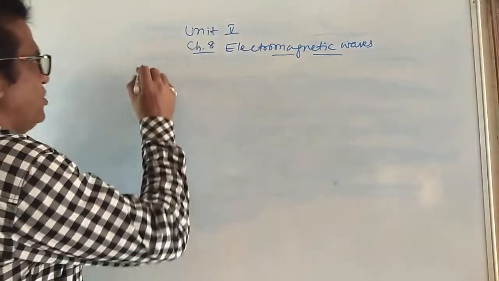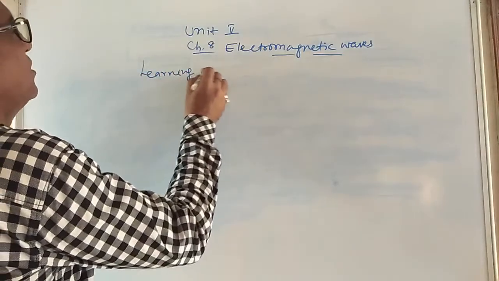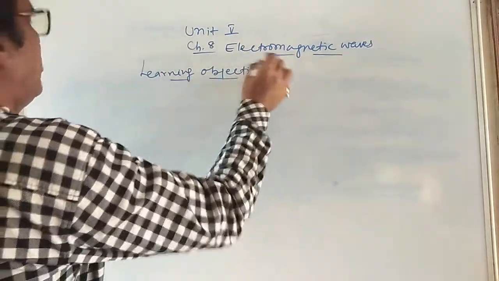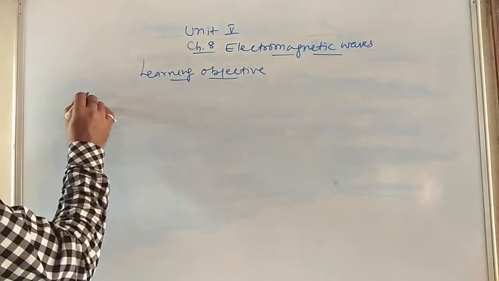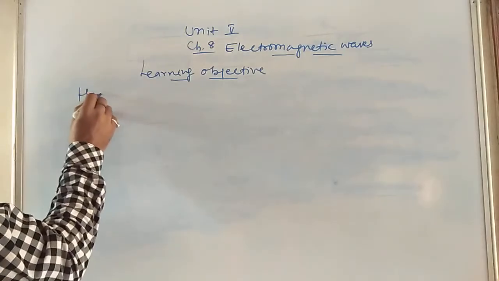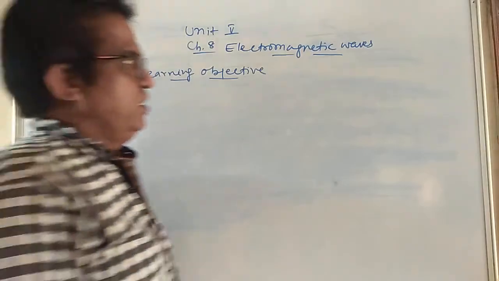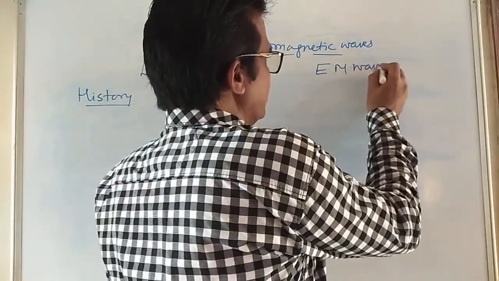Now we have to start our first learning objective of this chapter, which is to see about electromagnetic waves. What is the history of electromagnetic waves? Today we are going to discuss the history of electromagnetic waves. In a short form, I can write here EM waves.